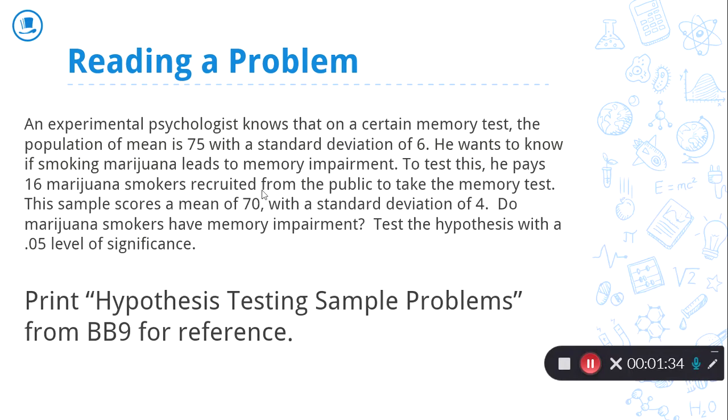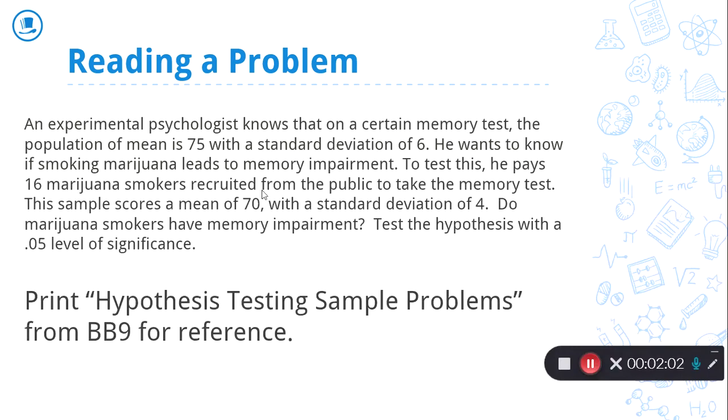This paragraph describes an experimental research study in which someone is using a memory test for which the population mean is 75 and the standard deviation is 6. There's a statement of what this person wants to do. Here he wants to know if smoking marijuana leads to memory impairment, and it describes what the individual does to assess that idea. So he pays 16 marijuana smokers recruited from the public to take the memory test.